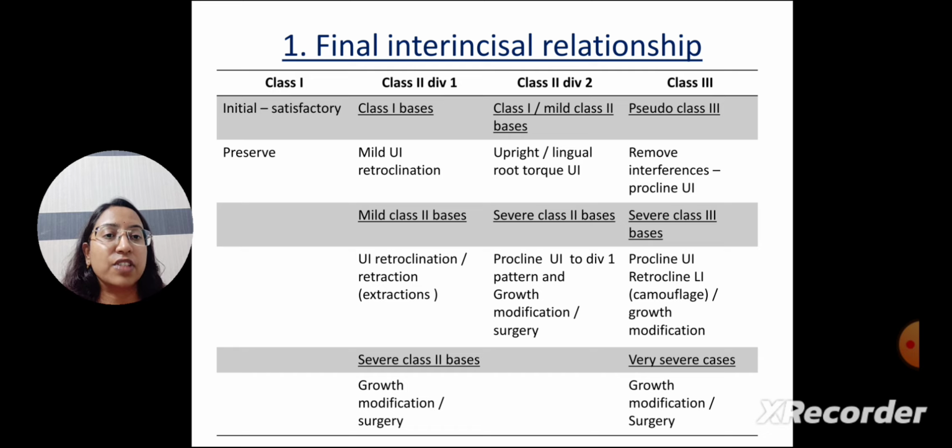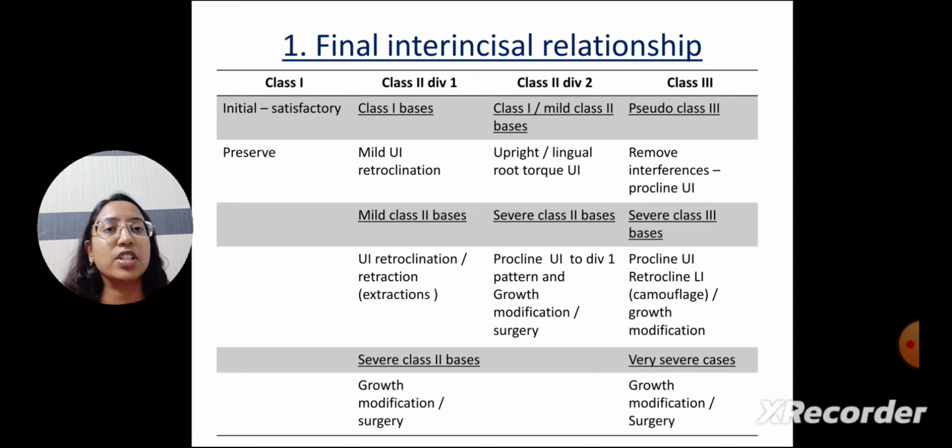Whereas in case of severe class 2 bases, where the maxilla is too large or the mandible is too short or a combination, just tooth movement is not sufficient to correct the interincisal relationship. We also have to plan growth modification in case of growing children or surgery in case of non-growing adult patients.